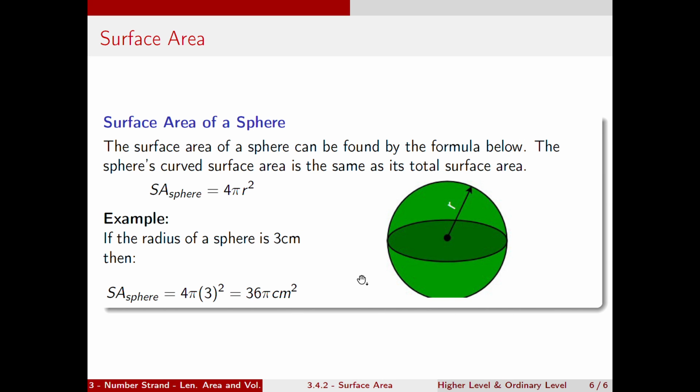And we'll look at one last example, which is the surface area of a sphere. Now to find this, the curved surface area is the same as the total surface area. So to do this, we can use the formula in the tables book. So the surface area of a sphere is 4 pi r squared.